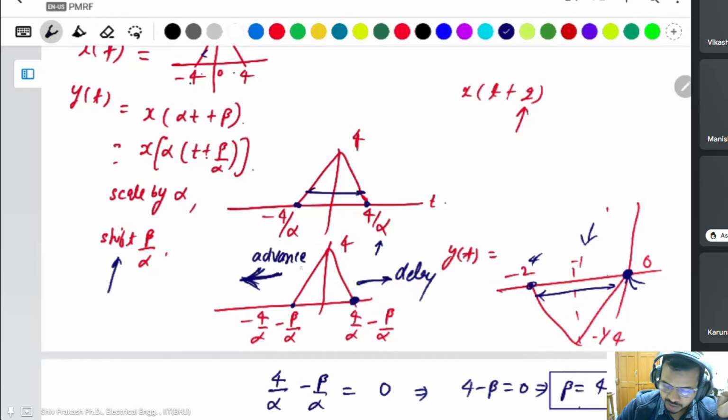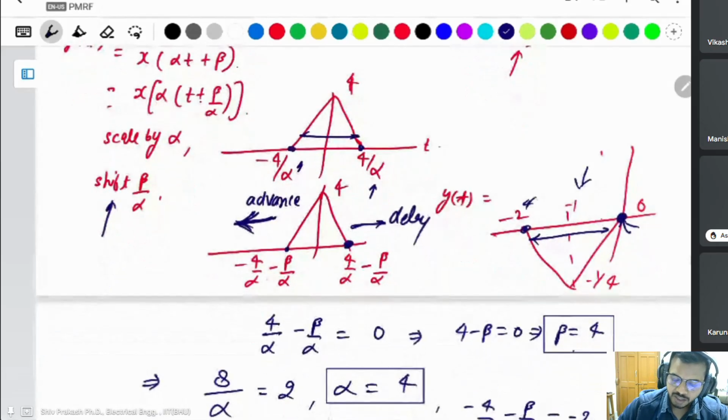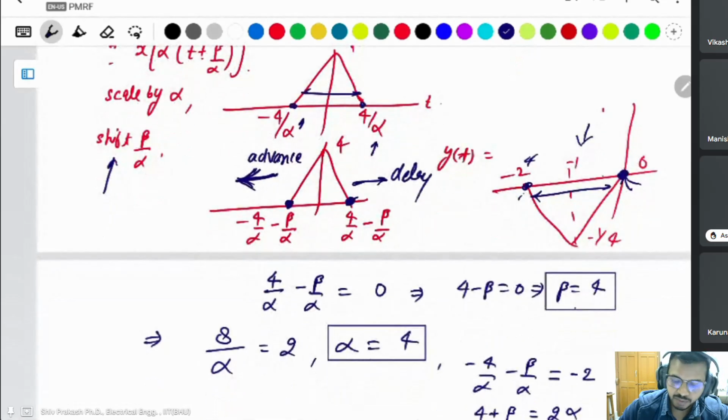The 4 by alpha is the previous thing. Then after you apply the shifting property, it is minus beta by alpha, subtracting this one. Then compare these two corner points. First one is this one after shifting. Second one is this corner point. And this corner point you can compare with 0 or minus 2. These are two corner points. You can compare to any one.